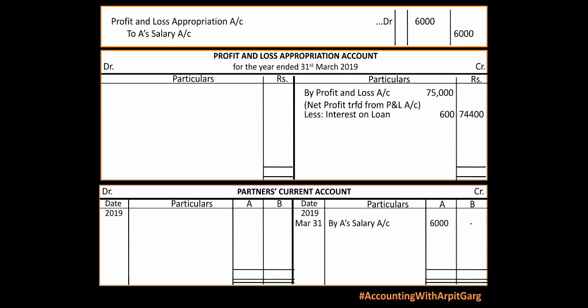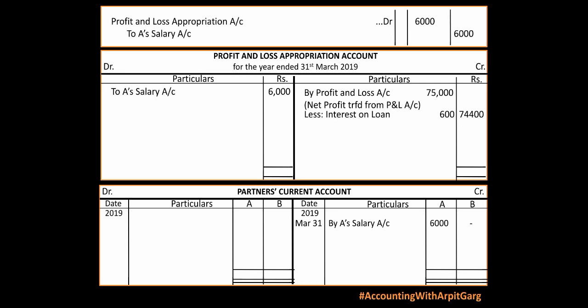And now this entry will be posted to profit and loss appropriation account on debit side as profit and loss appropriation account is debited in journal entry. So on debit side we will write to A's salary account rupees 6,000. Students, if you are facing any problem in understanding, then you can please comment below, or first you can rewind the video and watch it once again.